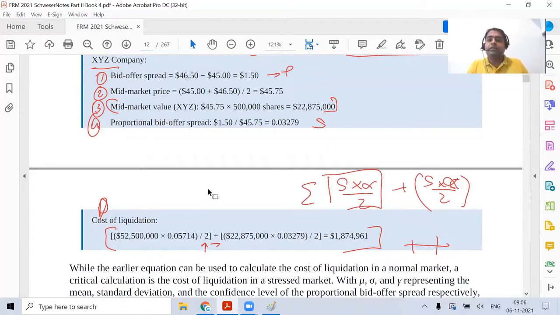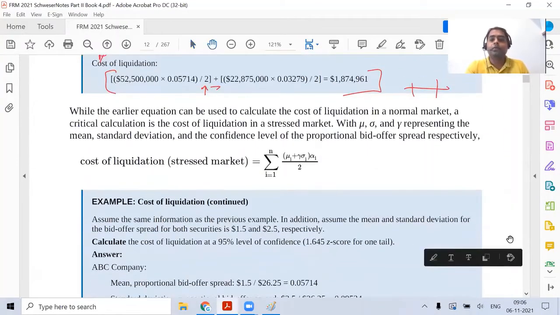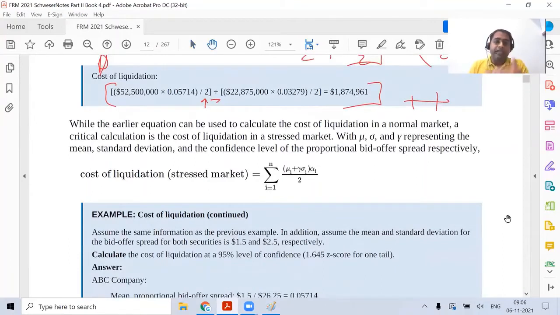Let us, if everybody is good till here, let us move towards the next section. Perfect. Everybody is good on the question. Okay. Now the additional part.